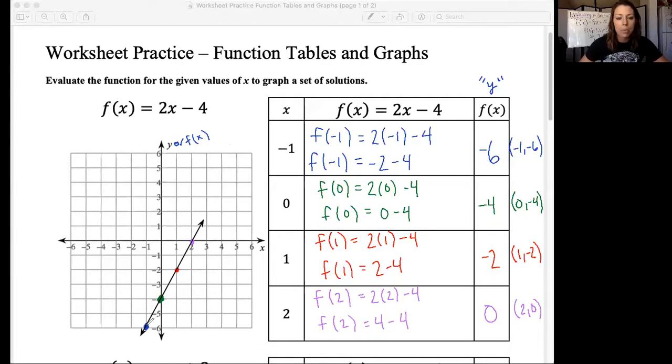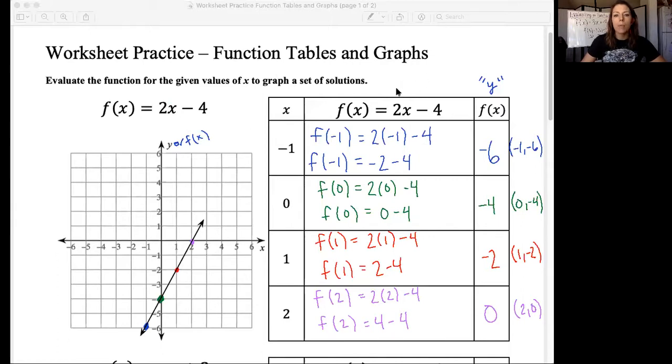You'll notice to get from blue to green, I go up 2 and right 1, and from green to red, up 2 and right 1, and from red to purple, up 2 and right 1. And that continues because that's actually something called the slope of the line, and that happens to be the number right there. That's a discussion for another time, but the basic premise is that we are evaluating this function for different values of x and ending up with different outputs.